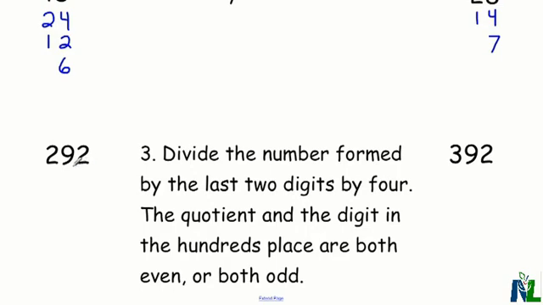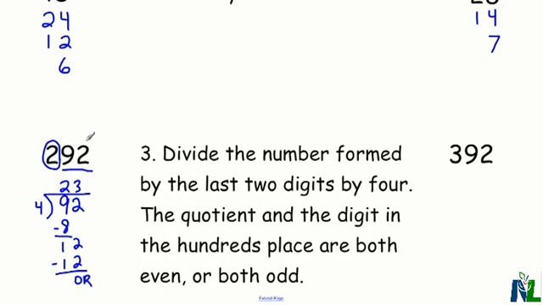Let's try this with the number 292. The number formed by the digits in the ones and the tens place is 92. So let's divide 92 by 4. My quotient is 23, which is odd. However, the number in the hundreds place is even. So since one of these numbers is even and the other is odd, 292 is not divisible by 8.